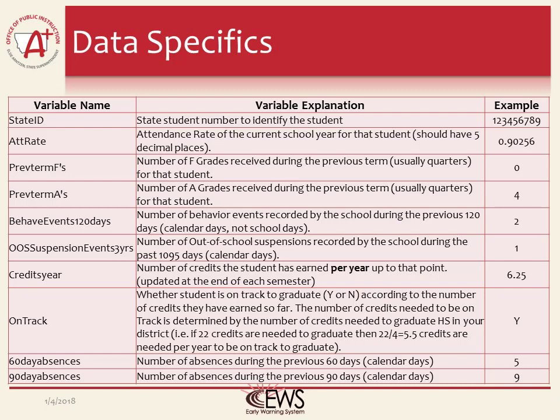On track is a variable to determine if a student is on track to graduate, based on the number of credits they have earned. This variable is just a yes or no variable.